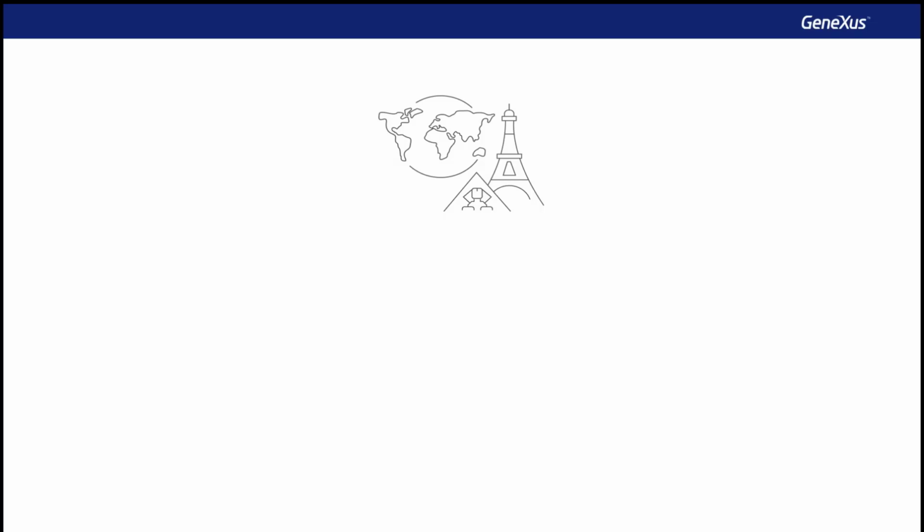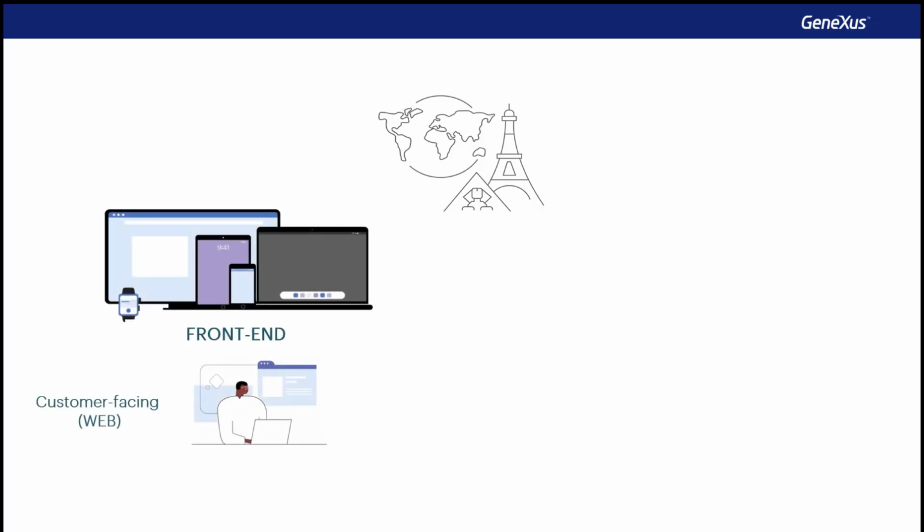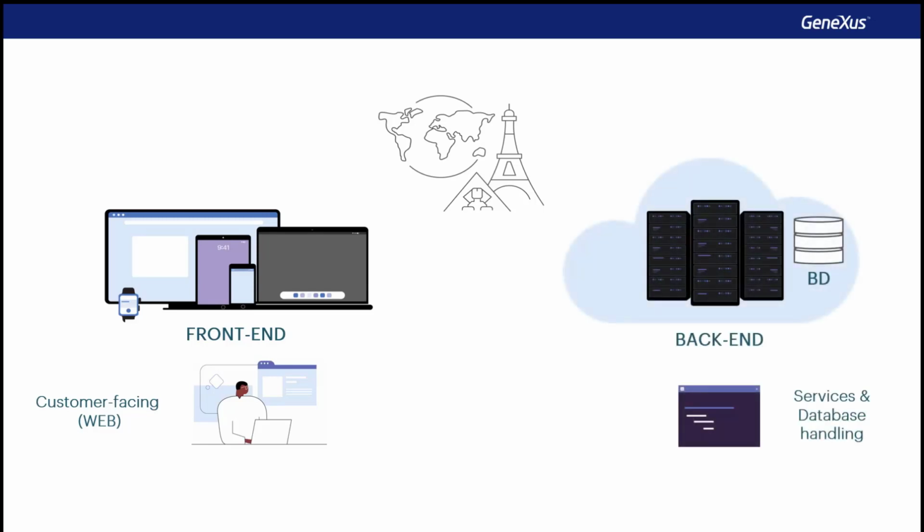Throughout the course, we'll create the front end with which users will interact through a web browser, and the back end, which will include the server programs and the creation and maintenance of database structures. As we'll see, Genexus allows generating all the parts of an application without worrying about having to complement any part of the project with external developments.